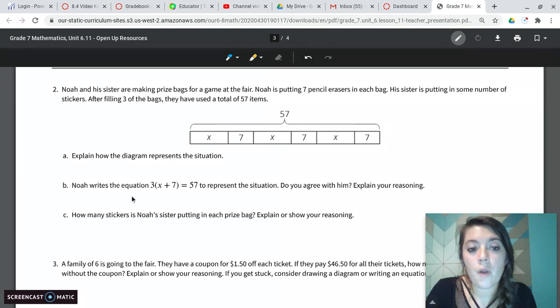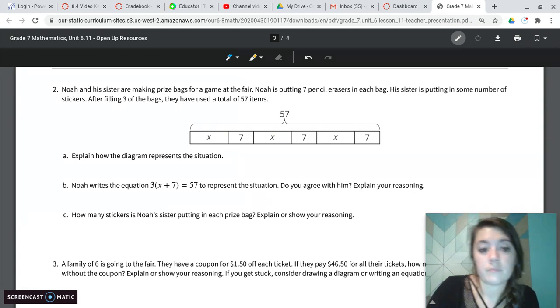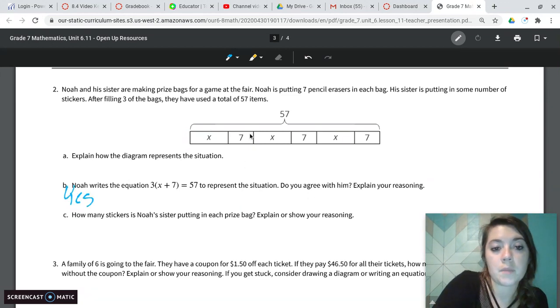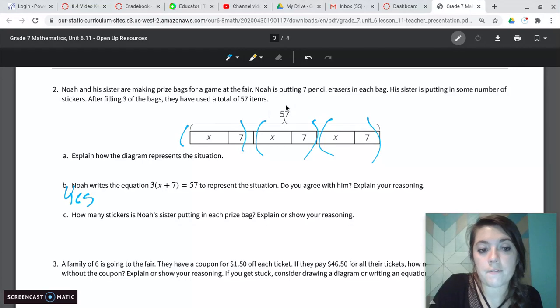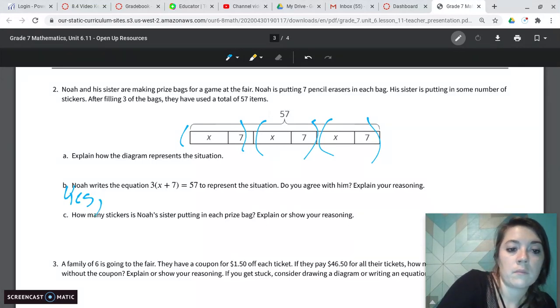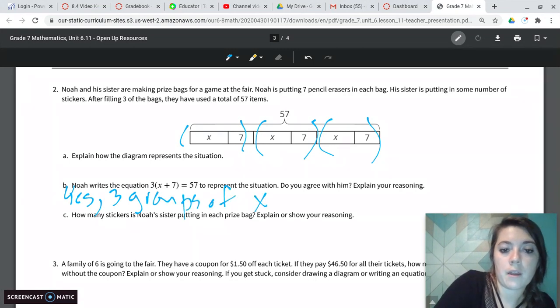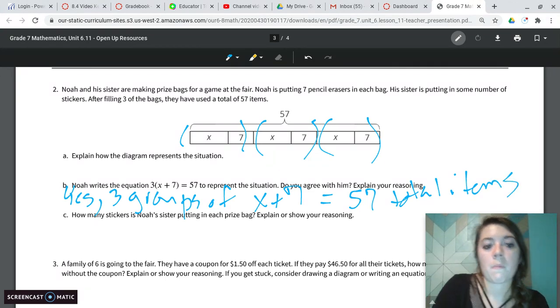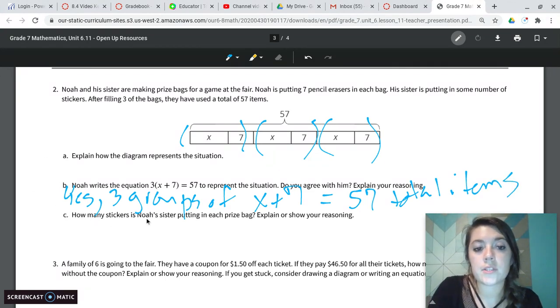So for part B, Noah writes the equation 3 times the quantity x plus 7 equals 57 to represent the situation. Do you agree with him? Yes, we should agree with him. There are 3 groups of the x plus 7, and then they total the 57. So yes, we agree. 3 groups of x plus 7 equals 57 total items.